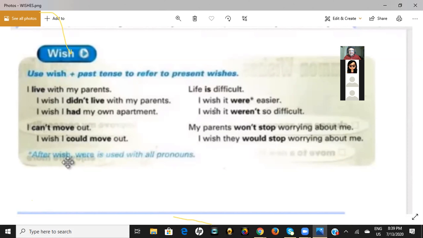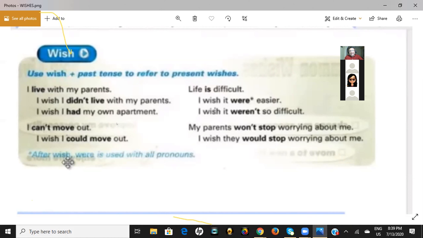Now look at the second example. I wish I had my own apartment. How do you say that one in Spanish? Me gustaría tener mi propio apartamento. Exactly, very good. Me gustaría tener mi propio apartamento. That means que no tiene su propio apartamento. So to express that wish, whether the information is negative or positive, this person is using the simple past form as the complement of the wish.